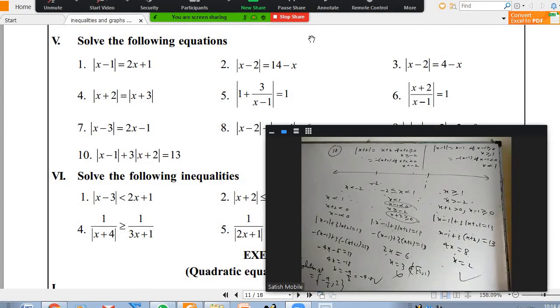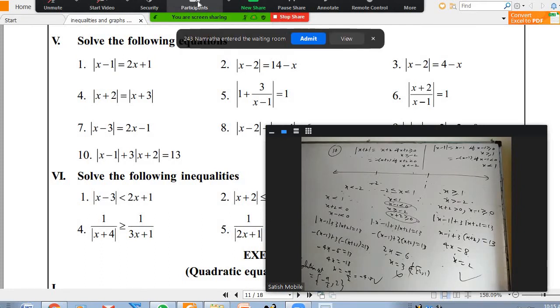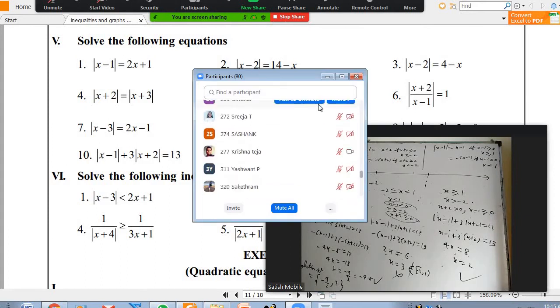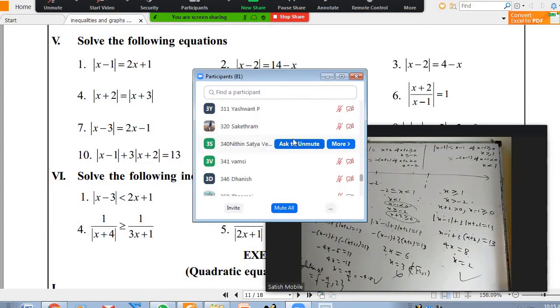Sandeep, understood all these things? Yes, sir. Roll number 340, Nitin, are you there? Roll number 340, Nitin, you are there. Name wise, can you please respond?